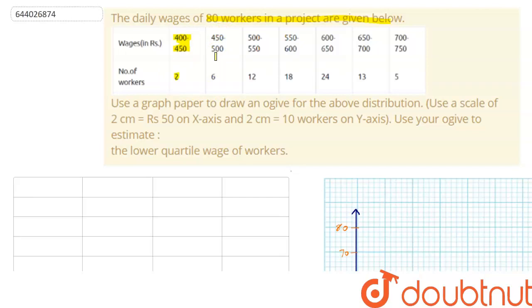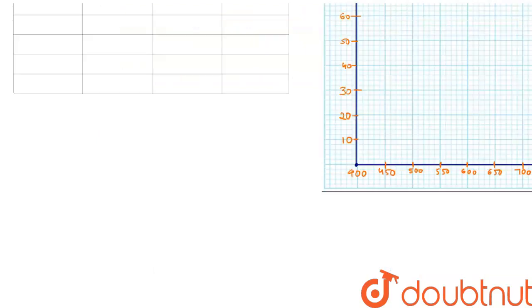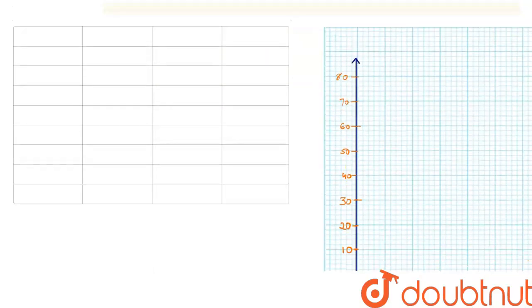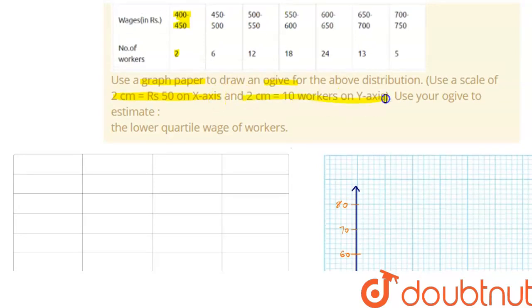Now, for this question, we have to draw an ogive curve on graph paper for the given distribution. We have to use a scale of 2 centimeters equal to 50 rupees on the x-axis and 2 centimeters equal to 10 workers on the y-axis. This is our given information. We have to use this ogive to estimate the lower quartile wage of the workers.